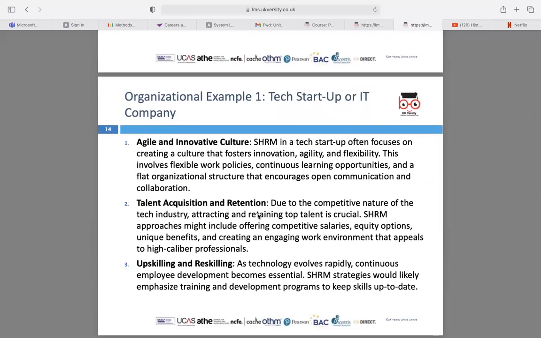For the first example, we have a tech setup or an IT company. You have an innovative culture and an agile environment wherein you're coming up with new ideas and flexibility, and you have continuous learning taking place in the organization. You also have very open communication and collaboration with associates in the organization. And then focusing on talent acquisition and retention, because the tech company is so competitive, having the best talent that can deal with tech is really important for a business.